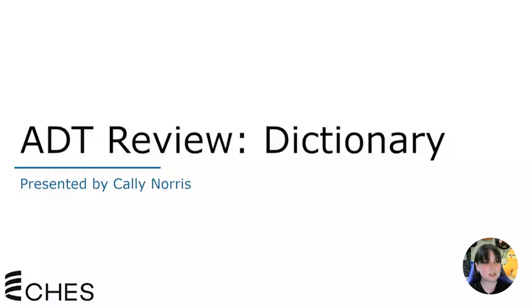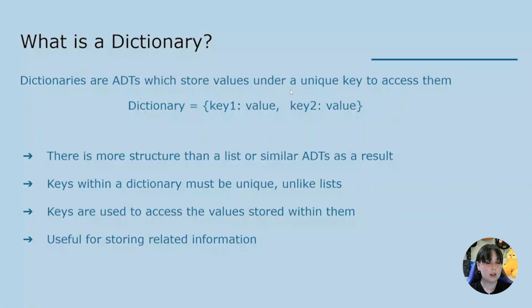We're going to be reviewing dictionaries today. So, what is a dictionary? Just to refresh, dictionaries are an abstract data type which store values under a unique key to access them. So here we've got values and they're stored under key 1 and key 2 within this dictionary. So, there's more structure than a list or a similar ADT because of this.